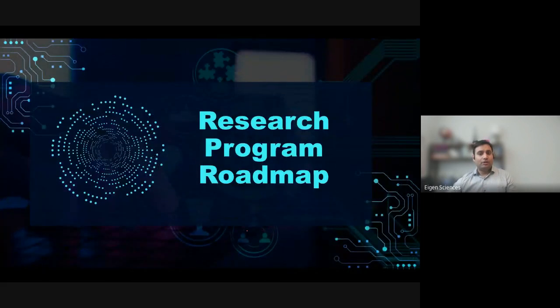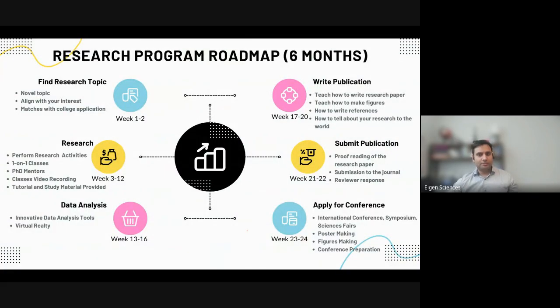Okay. Now the research program roadmap, which is very important. This is a 6-month program. It looks long, but time flies very quickly. So the 6 months is divided into 6 parts. First, we will find a research topic. Finding a research topic is very important, because you don't want to discover the same thing which was discovered 20 years back. That is not research. There is no point in repeating something.